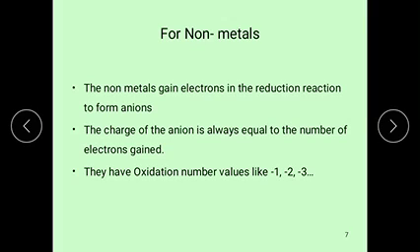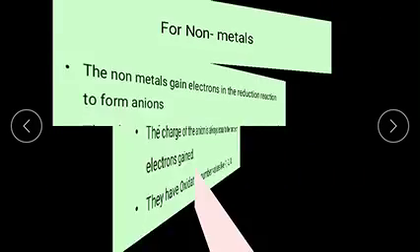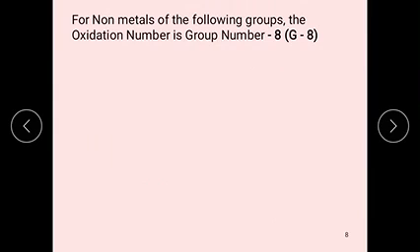Okay, they have the oxidation states like -1, -2, -3, etc. In the case of oxidation reactions, we mainly observe them in metals, but in non-metals we observe the reduction reactions. Okay, for non-metals, the oxidation number follows the group number.